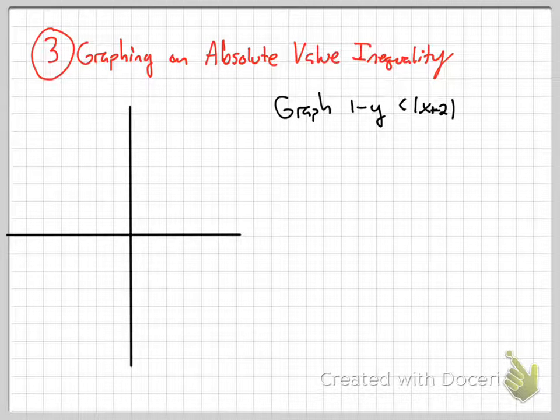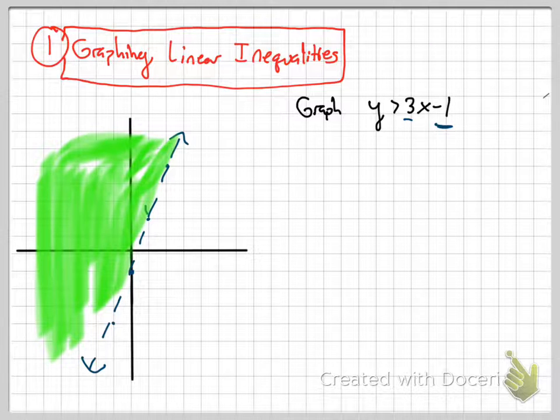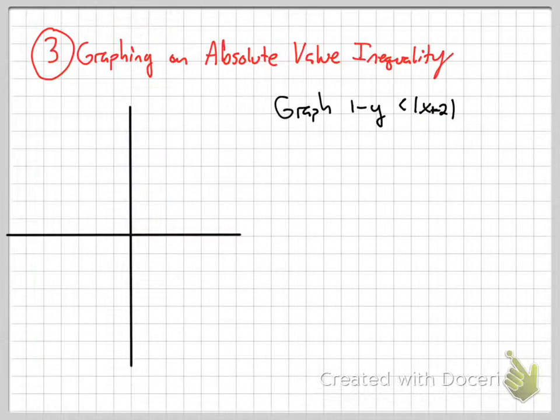So here I want to graph the equation 1 minus y is less than the absolute value of x plus 2. So the first thing that you want to do when solving any of these equations is to make sure that the y is by itself. In that last problem that we did, the y was by itself, so we were good to go. Here I have a 1 minus y on the other side, so I want to get y alone first. So what I'm going to do is subtract 1 from both sides.